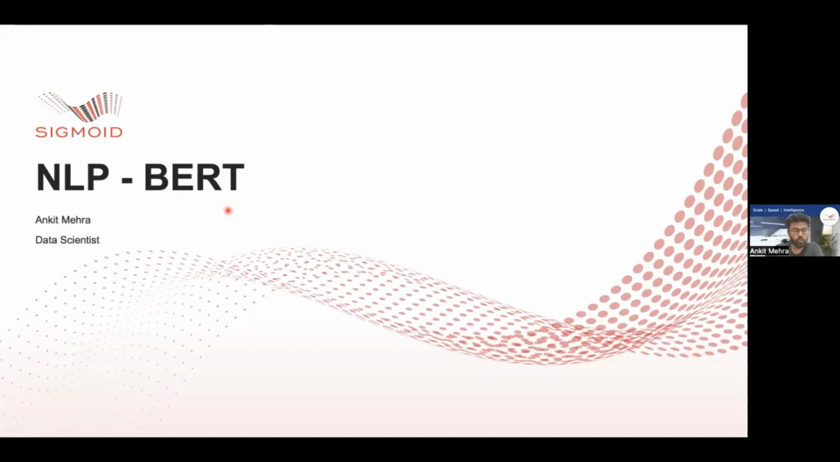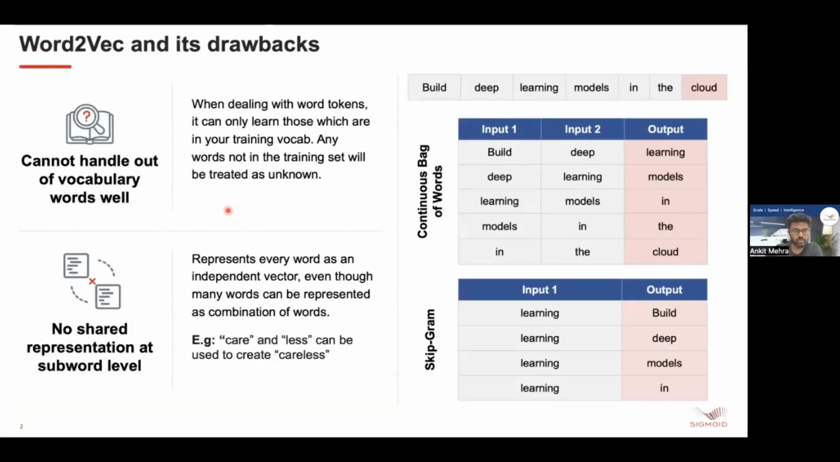In today's video, we'll talk about BERT with the focus on subword tokenization method. Now coming to our first slide, here it is the continuation of our previous video where we talked about vectorization methods with the focus on word-based tokenization methods. Here I would like to talk about few drawbacks of those methods.